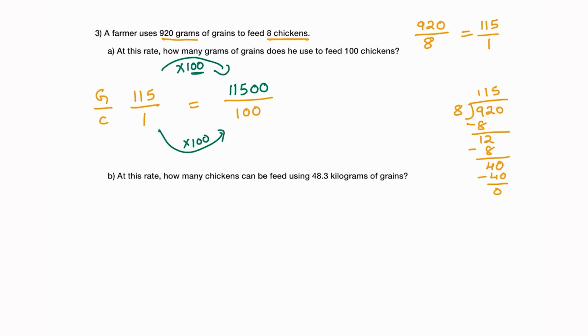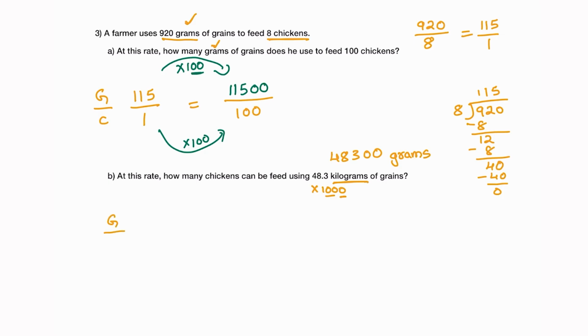Part B. At this rate, how many chickens can be fed using 48.3 kilograms of grains? Now this is given in kilograms, so be careful. The units so far were grams, okay? Grams here, grams here. Now it's kilograms. So let's convert this into grams. So it's basically multiplying it with 1000, right? So that becomes 483, and we put 2 zeros because we have one decimal there, right? So that 1 zero is used for the decimal digit, and these 2 zeros we put there. So now this is in grams. So conversion was a very important step here.